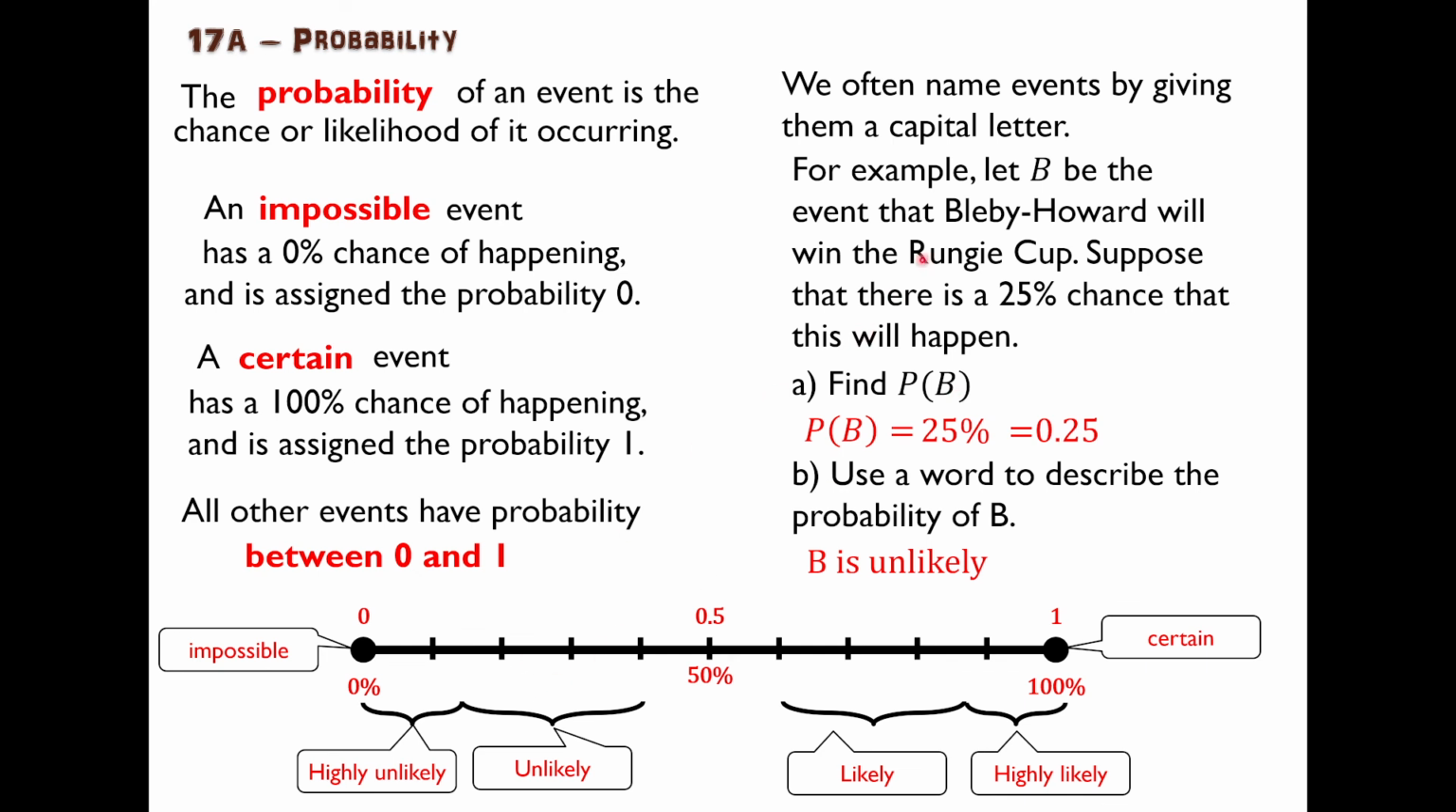This is assuming that the 4 houses are equally likely to win. Obviously, if Bleeby Howard has lots of really good swimmers and athletes, then that might affect the probability. But this is just assuming that they have the same chance to win.